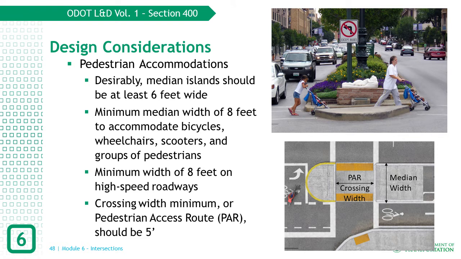Some intersections include median islands within the roadway. These islands provide a divider between traffic lanes and can serve as a refuge for pedestrians crossing the roadway. The minimum width of the face of curb to face of curb measurement of a median should be 6 feet. Where bicycles, wheelchairs, scooters, or large groups of pedestrians are expected, or on high-speed roadways, a minimum median width of 8 feet is preferred. The minimum pedestrian access route width should be 5 feet. If used as a pedestrian refuge, detectable warnings should be placed at the edges of the median.